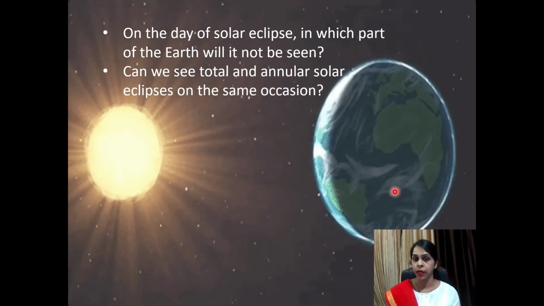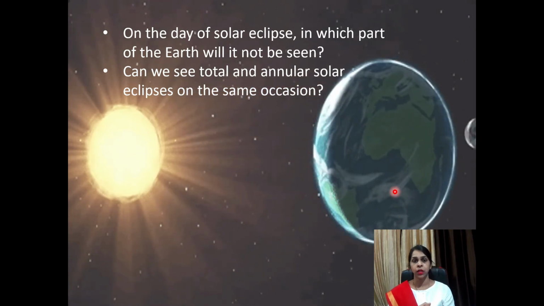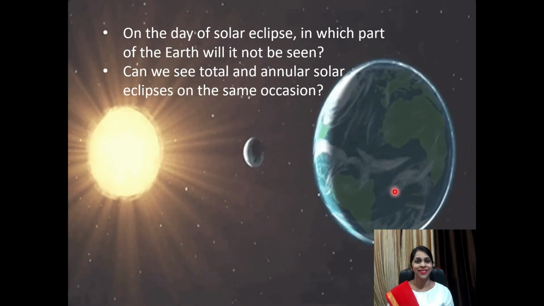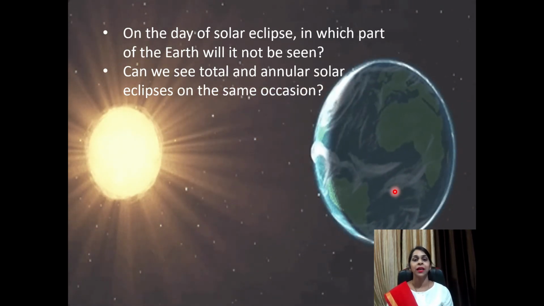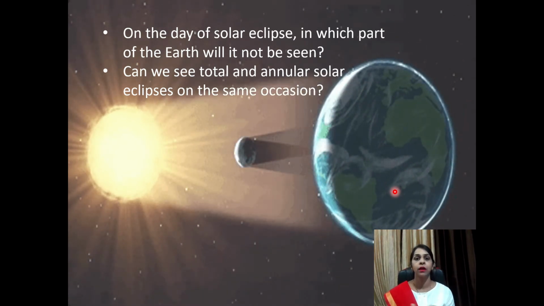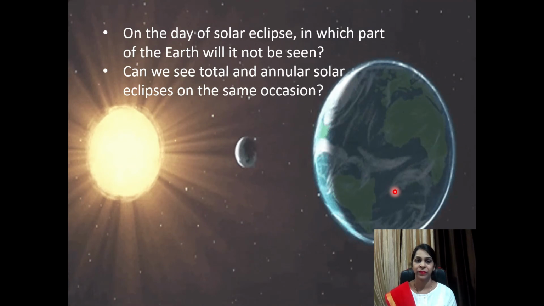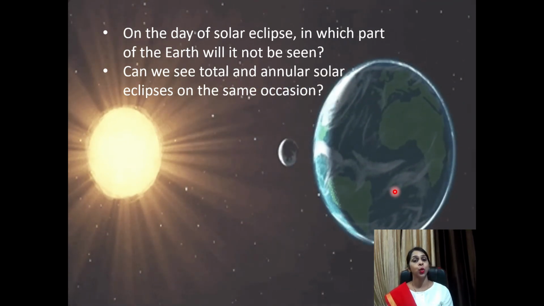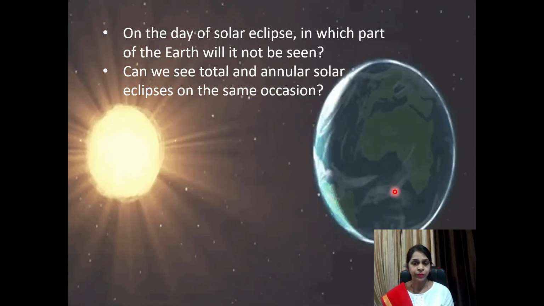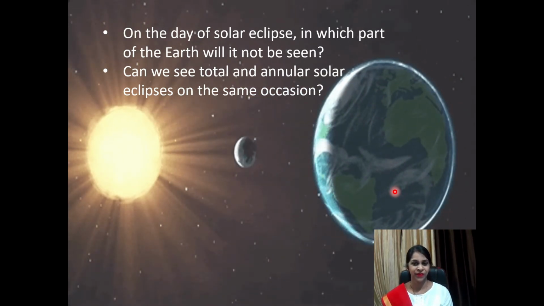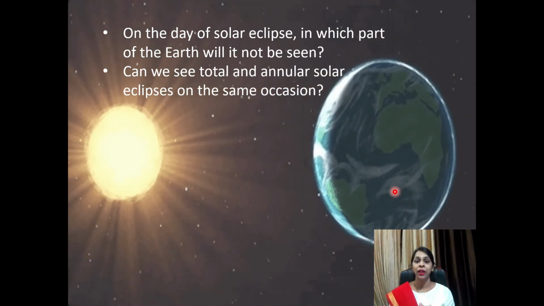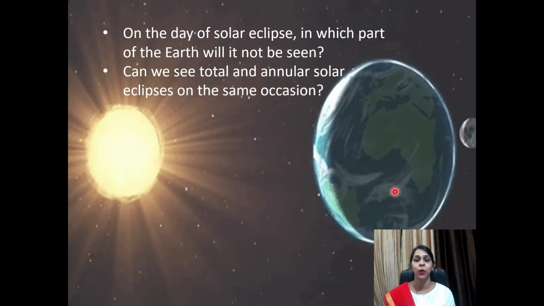On the day of a solar eclipse, in which part of the earth will it not be seen? It will not be seen in those areas where the shadow is not falling on the earth. Can we see a total and an annular solar eclipse on the same occasion? No, we cannot see them annually as it is a rare occasion.